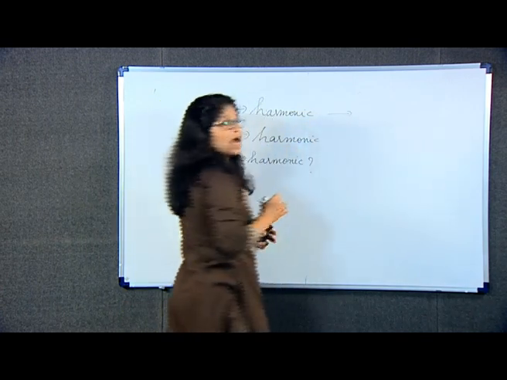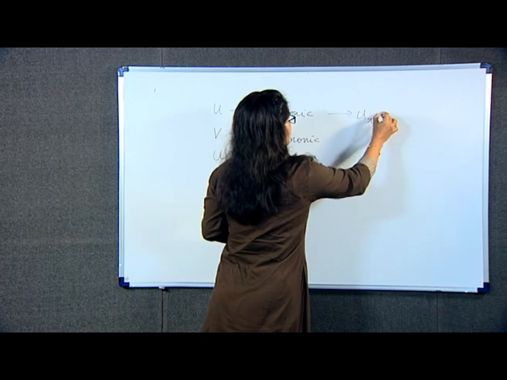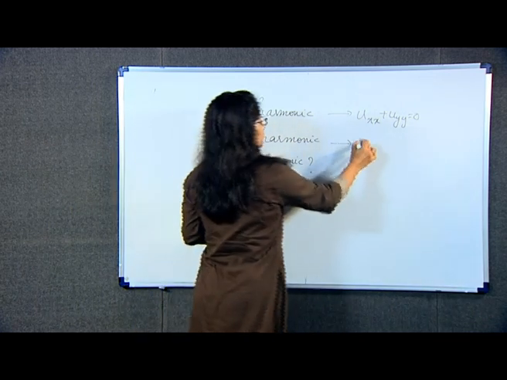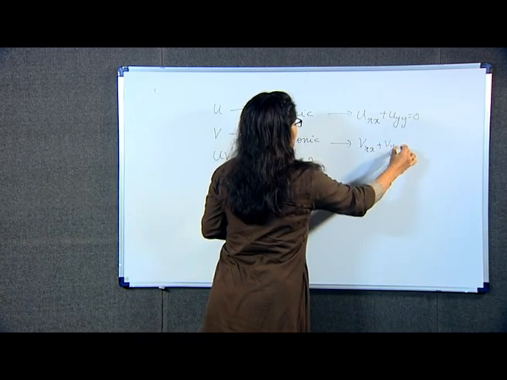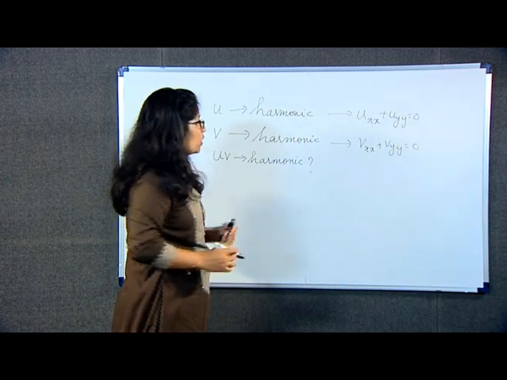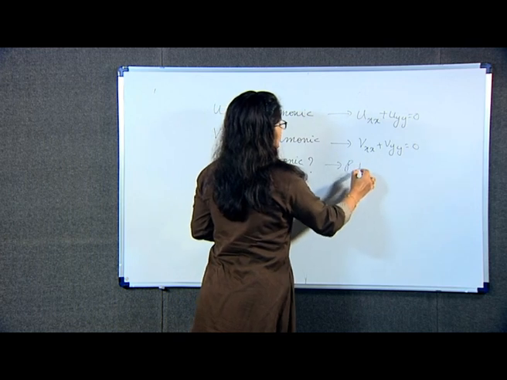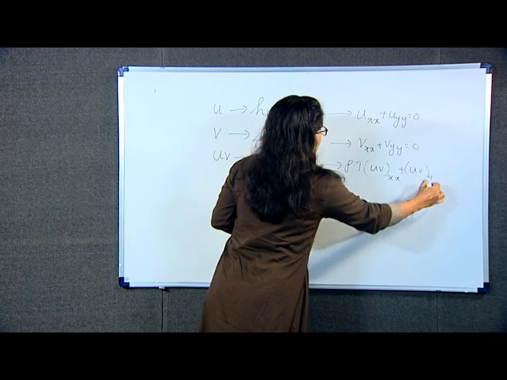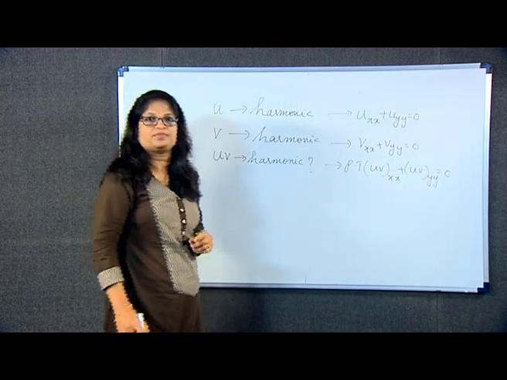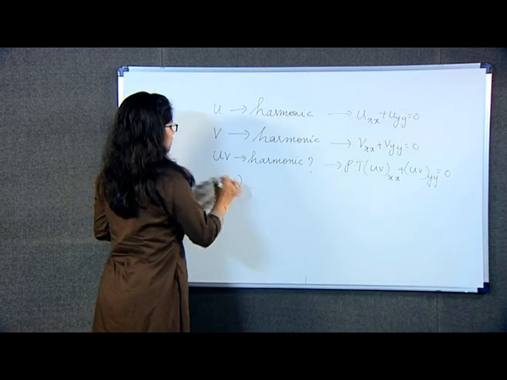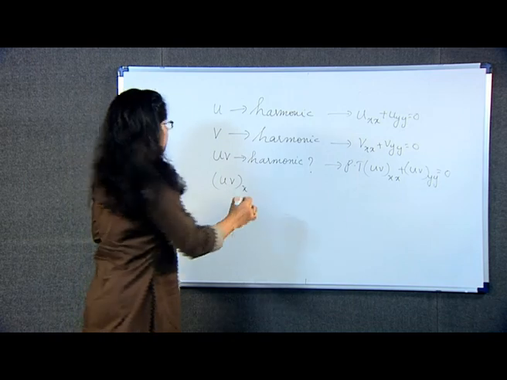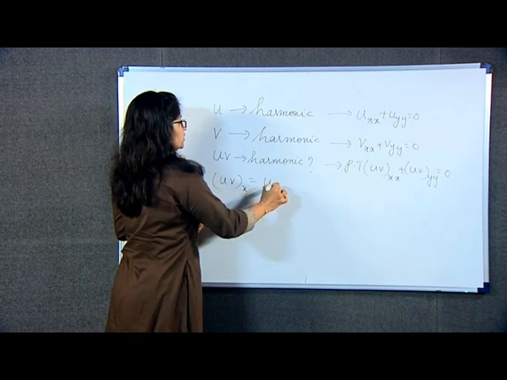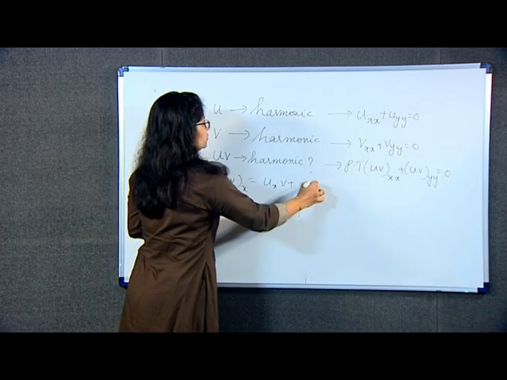So, u is harmonic will give you an equation u x x plus u y y is equal to 0. This will give you v x x plus v y y is equal to 0. So, here what do I prove? I need to prove that (uv) x x and (uv) y y should be 0. So, what is (uv) x? Since it is a product, I will have to apply the product rule. So, it is nothing but u x into v plus u into v x.